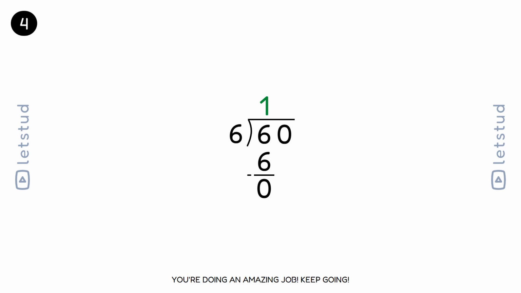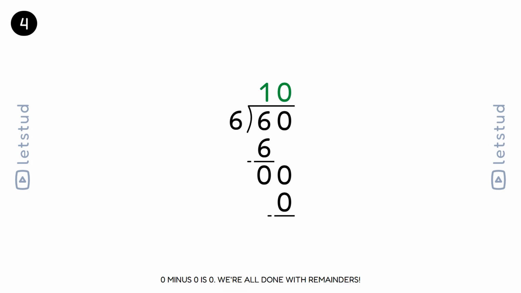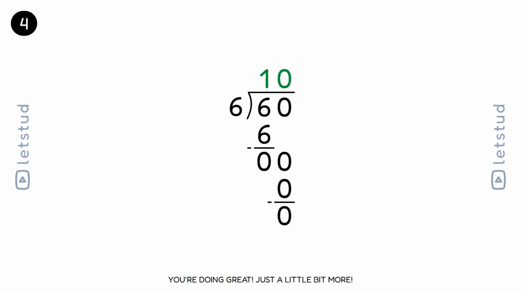Keep going. Let's look at the next digit, 0. How many times does 6 fit into 0? No more digits to bring down. 6 goes into 0, 0 times. 0 times 6 is 0. 0 minus 0 is 0. We're all done with remainders. You're doing great, just a little bit more.